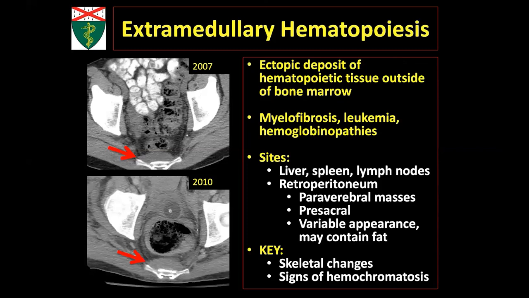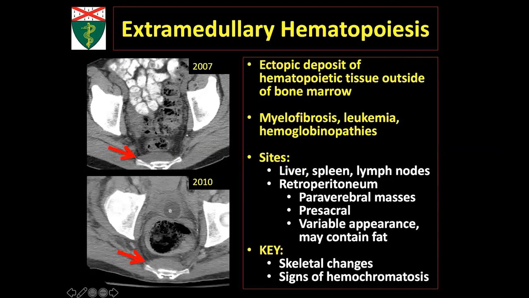It can occur in the liver, spleen, lymph nodes. When it occurs in the retroperitoneum, it often looks like paravertebral masses, but this presacral space is a common location. And it can look soft tissue like this in 2007, didn't change over 3 years in a patient who I believe had myelofibrosis.